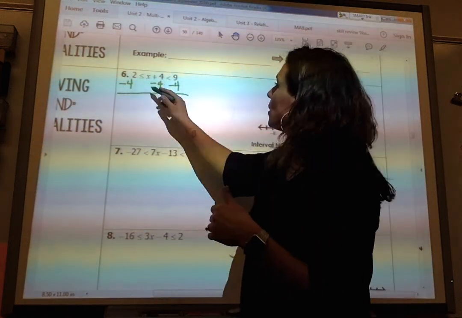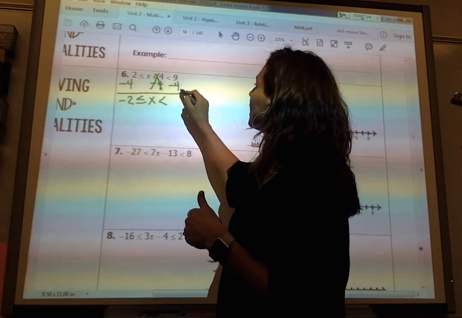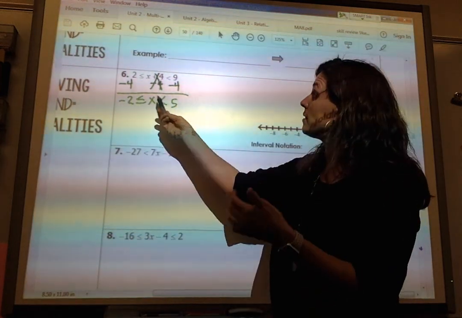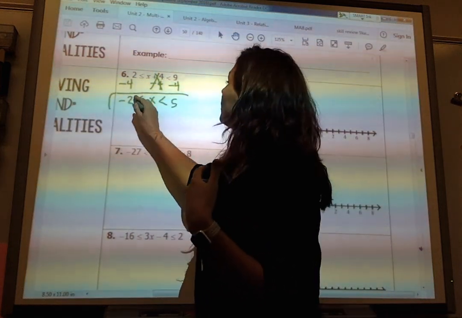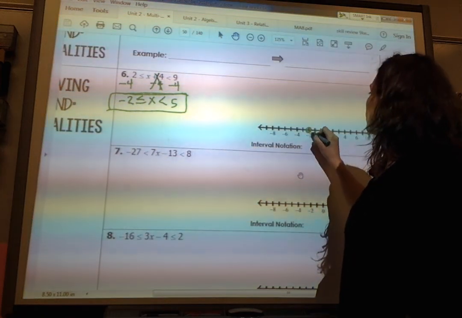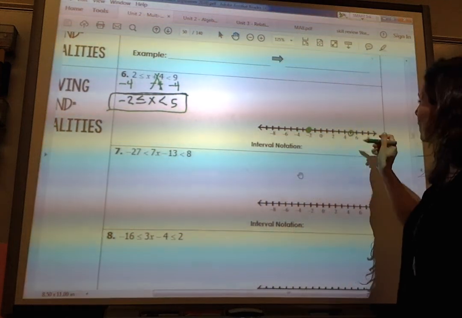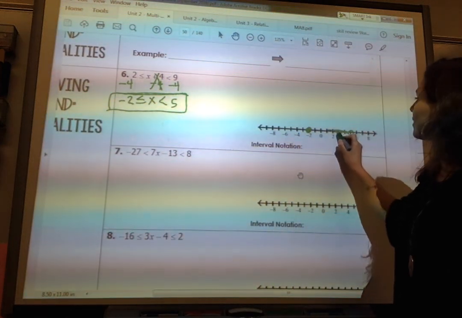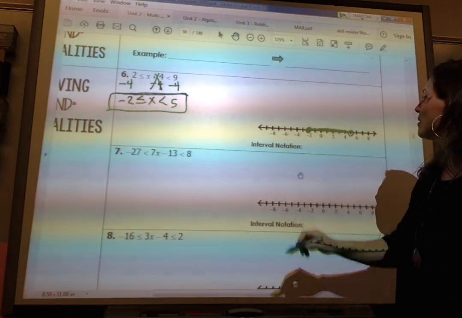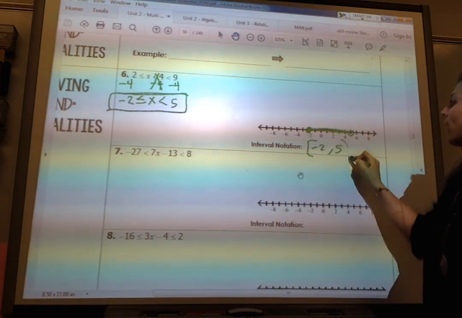And now I'm going to read my statement. 2 minus 4 is -2, is less than or equal to x, which is less than 5. And my written statement is given to me. Least to greatest, so I can box that. And now how do I graph it? Closed circle on -2, open circle on 5. I always read this statement first because my arrow goes in this direction. X is less than 5, and when I read it backwards, x is greater than -2. So that meets up in the middle. Interval notation is -2 and 5.